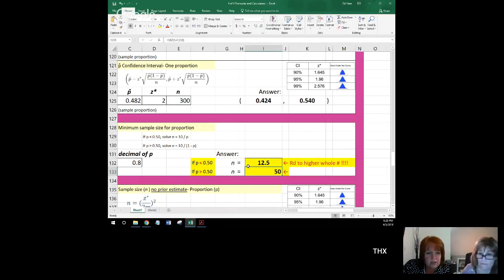Again, the question is, if p equals 0.8, basically, what is the smallest value of n that satisfies the requirements for a normally distributed p-hat? What's the smallest value of n? So aren't we down, shouldn't we be down like we're at 145?